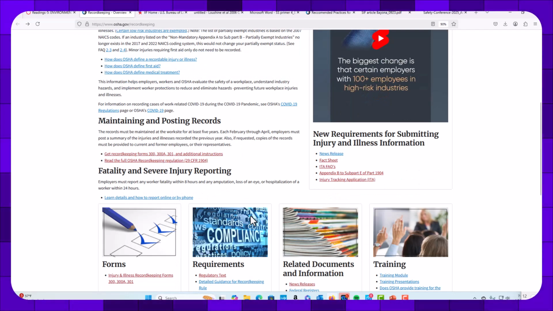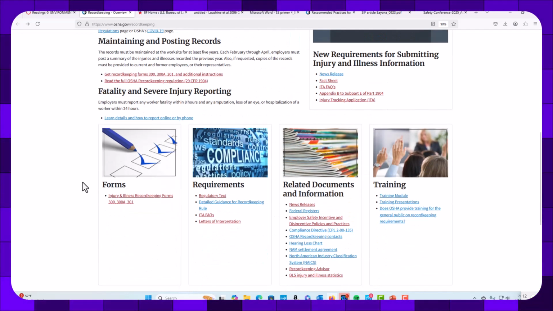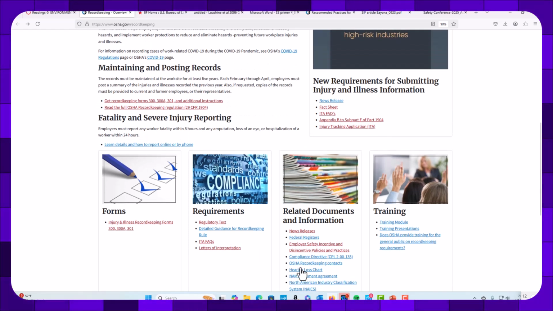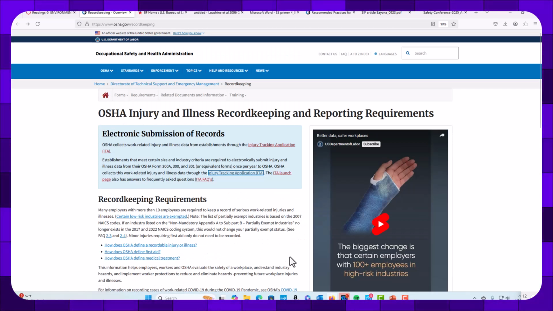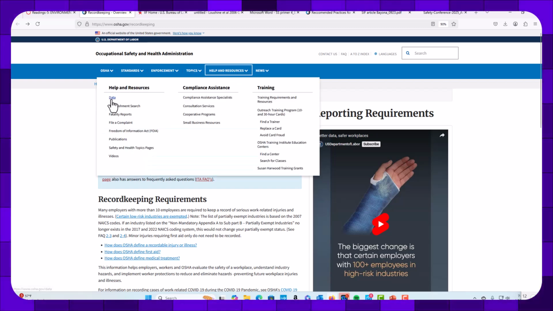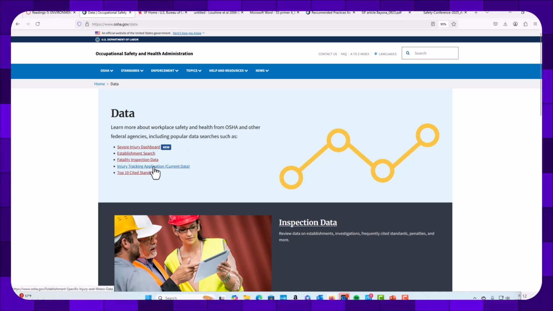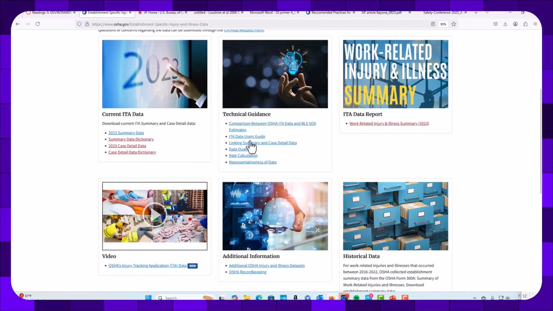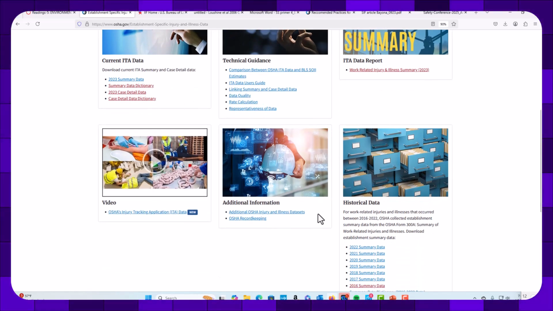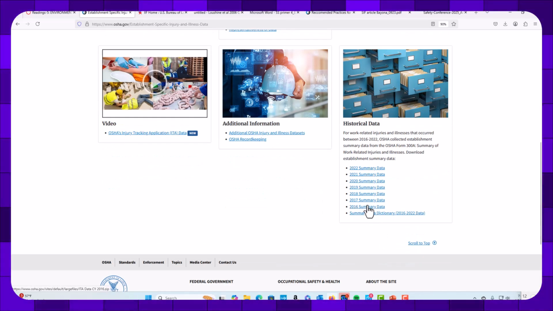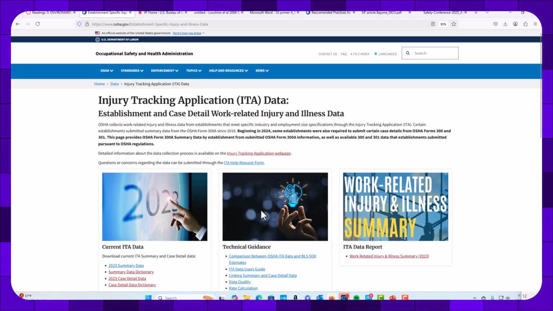I'm not training you on OSHA record keeping. I just want you to know this is where it is. And the data that I analyzed for my paper can be found under data, I believe. And the injury tracking application current data. Okay, so here's the 2023 stuff. I just did the 2016 right here to 2022. So I downloaded all these data sets and analyzed them. So this is all good information.